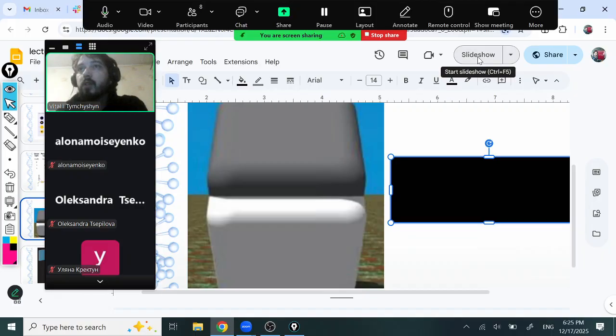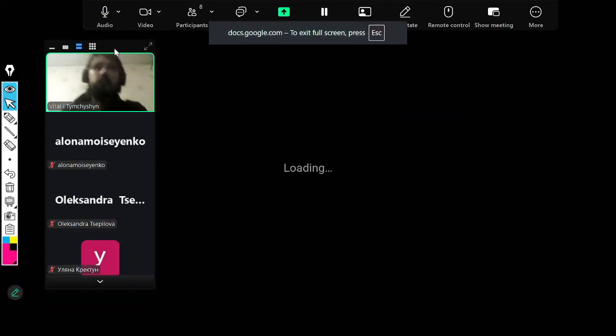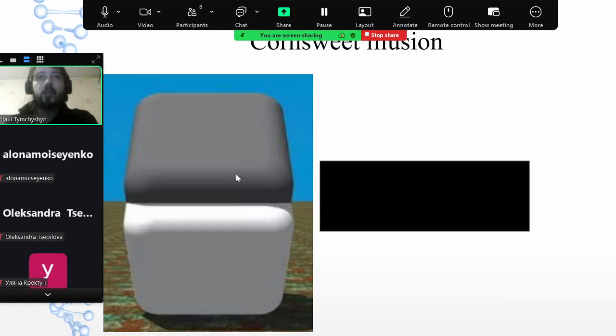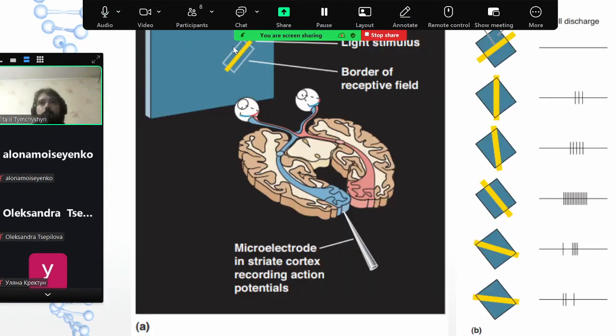Let me find where is the button for full screen.